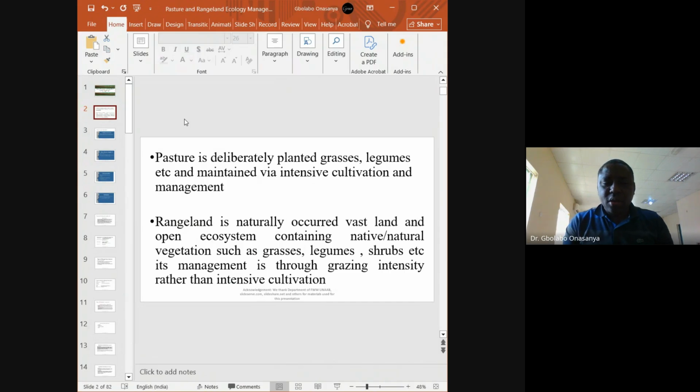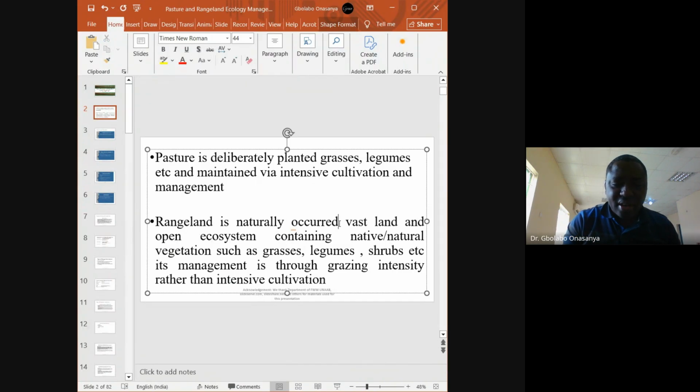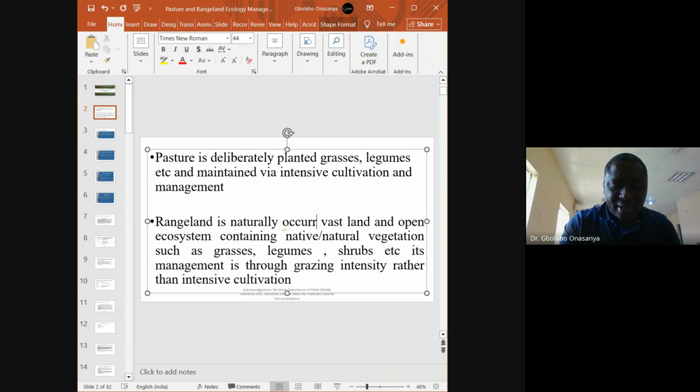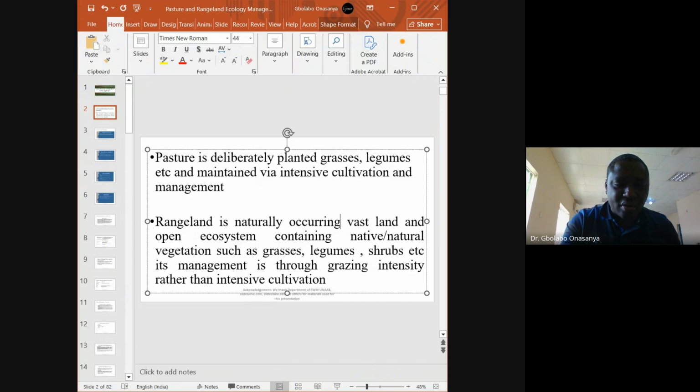Fantastic. On the other hand, rangeland is naturally occurring vast land, an open ecosystem containing native and natural vegetation, such as grasses, legumes, shrubs, among others. And its management is through grazing intensity rather than intensive cultivation.